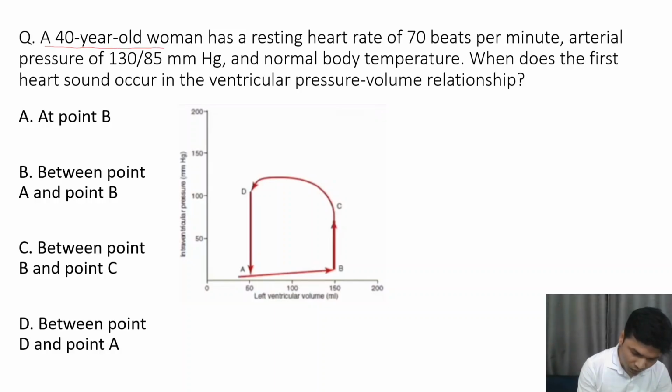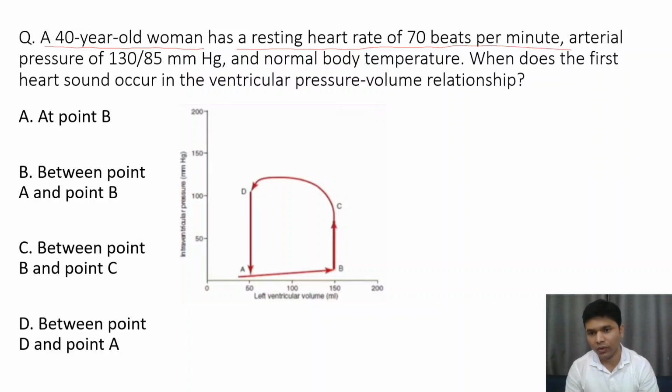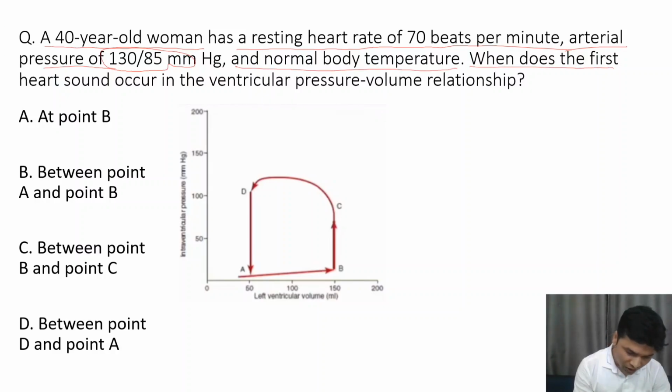A 40-year-old woman has a resting heart rate of 70 beats per minute at arterial pressure 130 by 85 millimeter of mercury. So this is a normal blood pressure, and body temperature is also normal. When does the first heart sound occur in the ventricular pressure volume relationship?